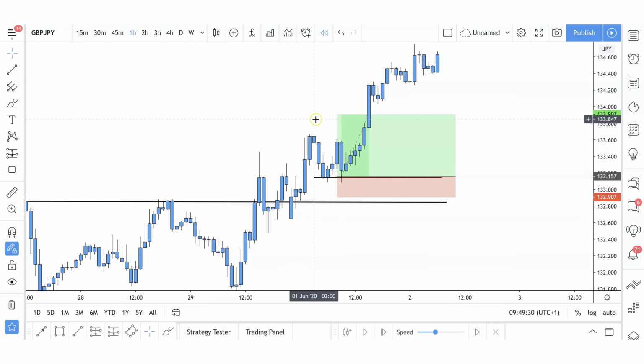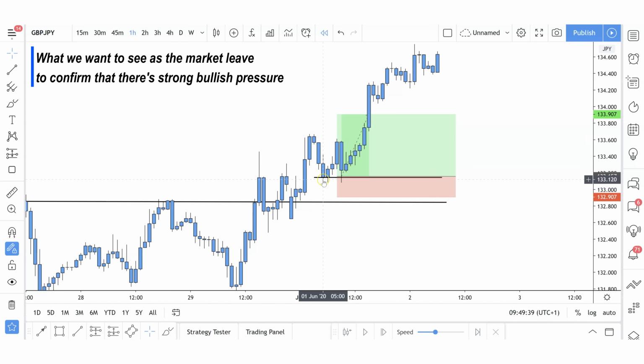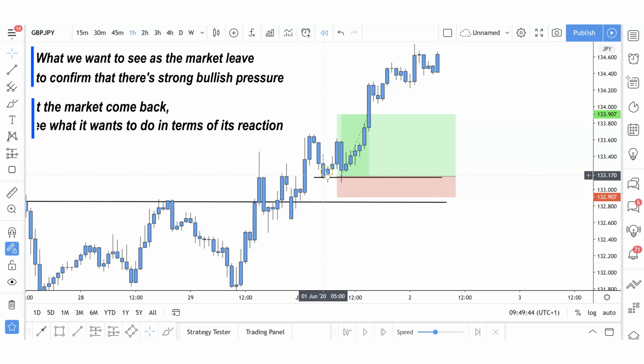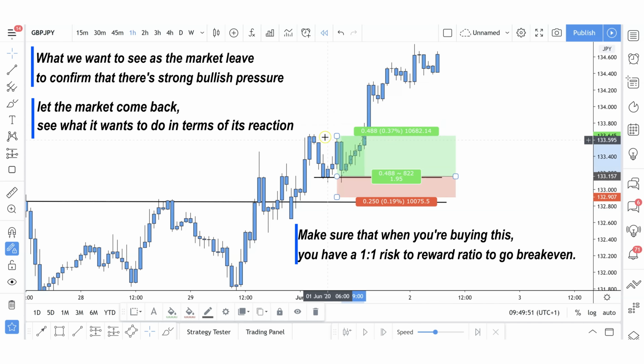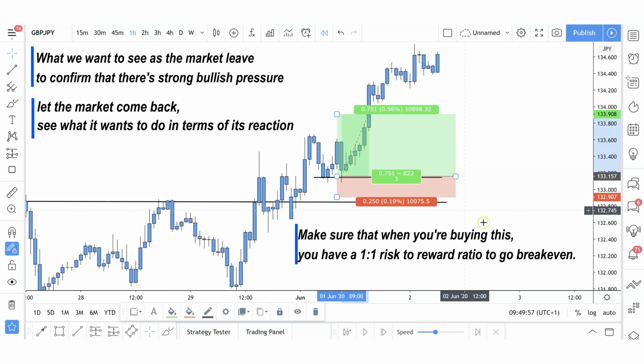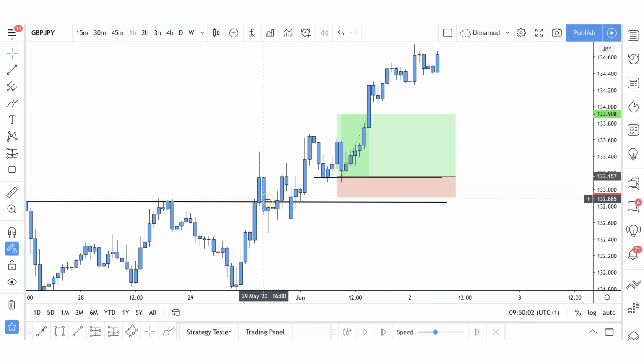So now we see the trend is up, a higher low formation is formed with a very aggressive pullback, no wick rejections. And now what we want to see is the market leave to confirm that there's strong bullish pressure or an indication of bullish pressure in and around this level. Let the market come back, see what it wants to do in terms of its reaction. Make sure that when you're buying this, you have a 1-to-1 risk to reward ratio to go break even before price gets back to this level, which we do, as I always say in every single video I do, and then go for your 1-to-3 target. And as you can clearly see, a super powerful pattern.